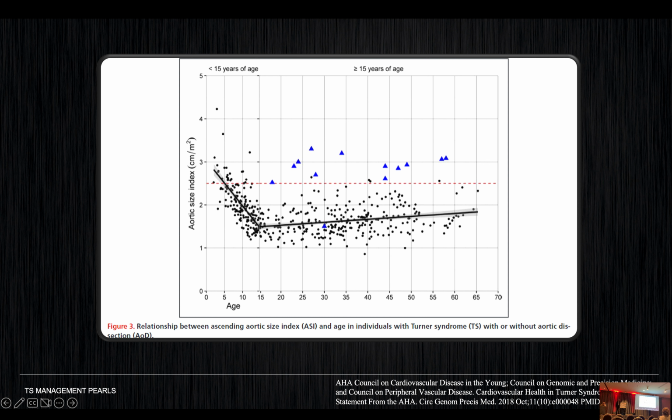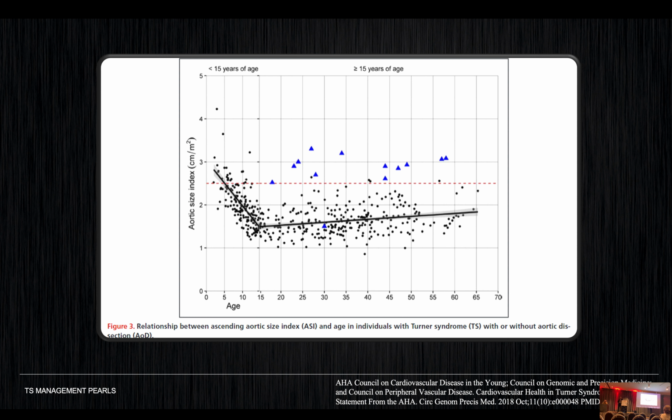In this graph, you can see the aortic size index on the y-axis, and that's in centimeters per meter squared. And you can see that that's compared with age in years on the x-axis. Please note that there's a red dotted line there, and it's marking the 2.5 aortic size index, and it divides the group into higher than 2.5 and lower than 2.5. So we looked at 481 patients that received echoes and did not have aortic dissection. Those are the black dots on that graph.